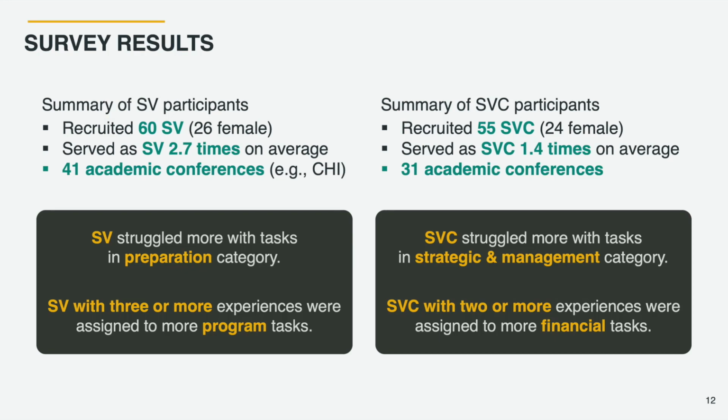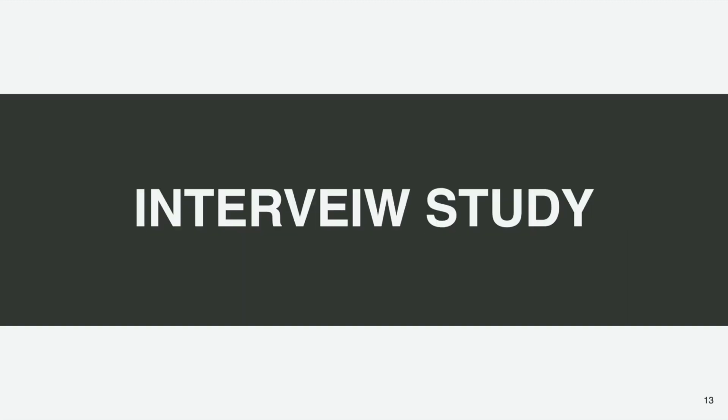As a result, we found 4 key results. For example, in the SV survey, they struggled more with tasks in the preparation category. Also, in the SVC survey, SVC with 2 or more experiences were assigned more financial tasks. Next, I will explain our interview study.